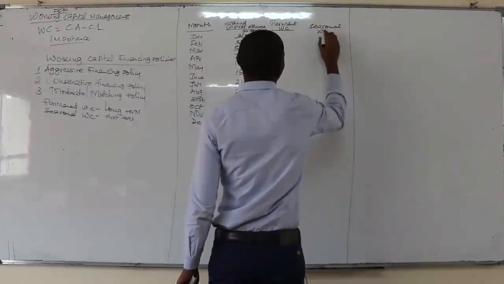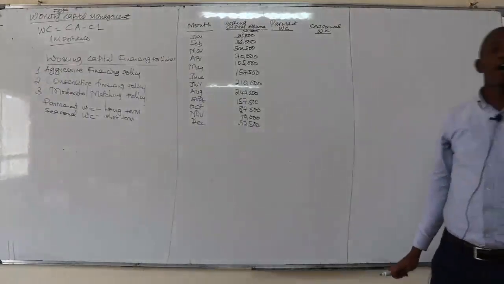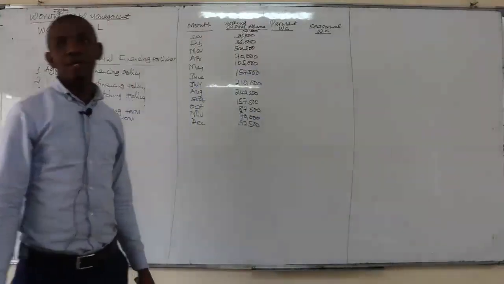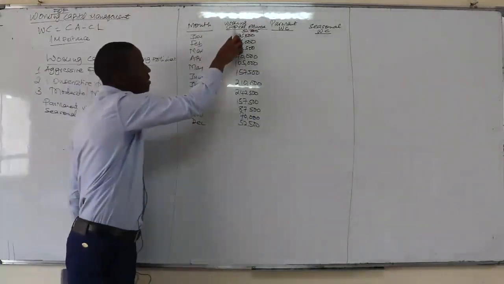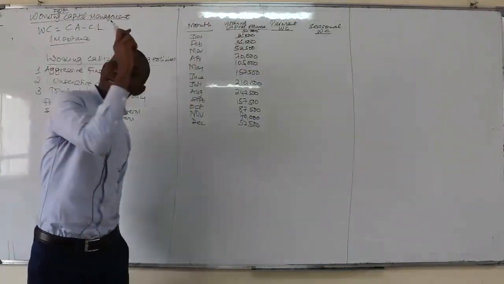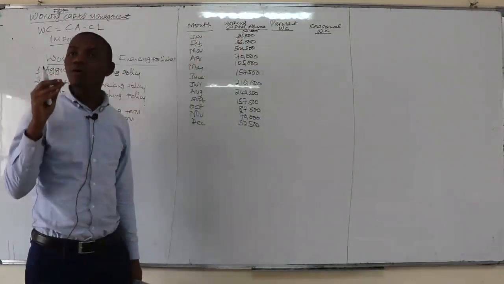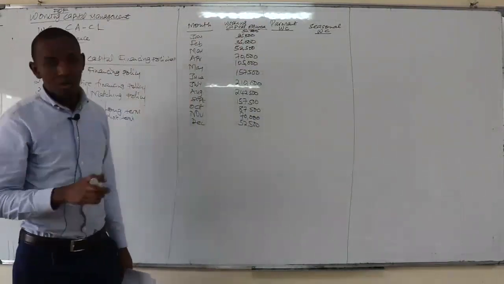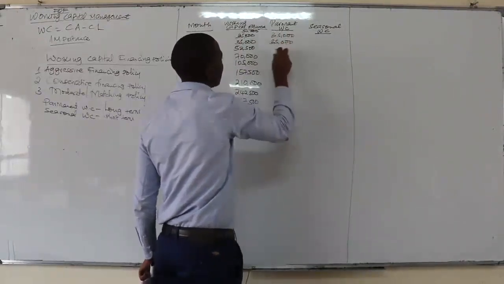Now, from the first one, Roman 1, you are required to look for the average monthly permanent and seasonal working capital. On permanent working capital, this is what we mean. If the working capital required in the first month is 35,000, it means that for the whole year, each and every month, the company will be requiring a permanent working capital of 35,000. Are we together?